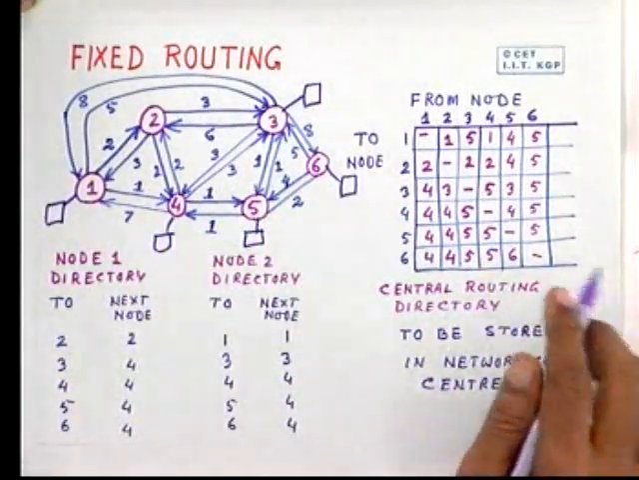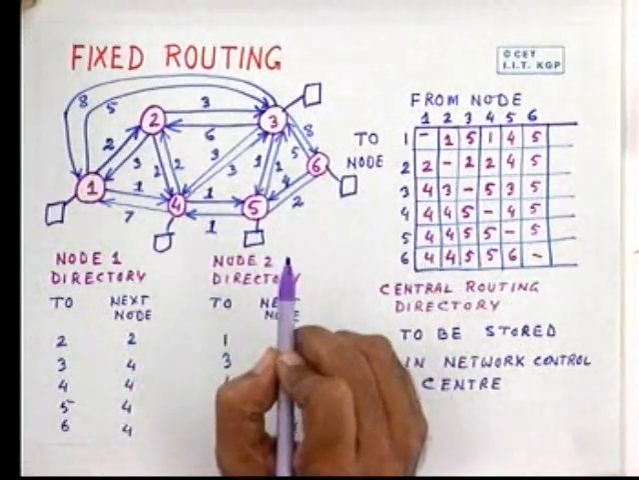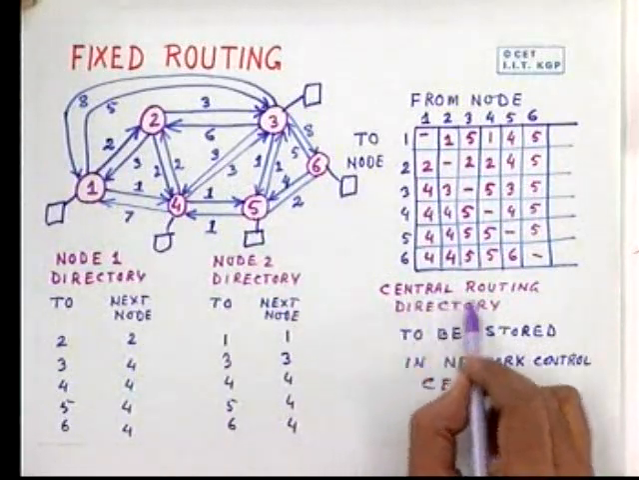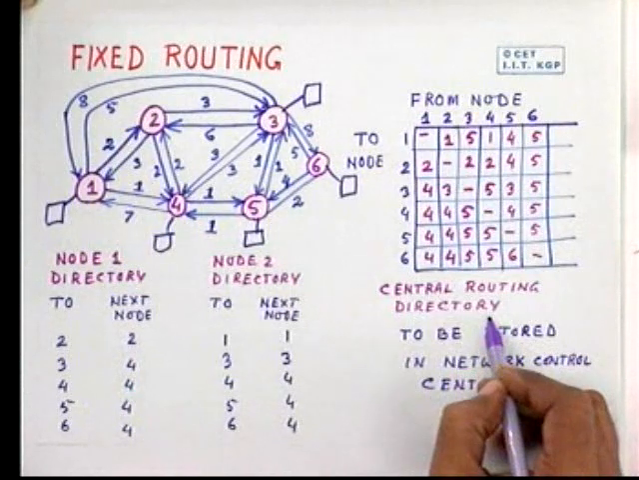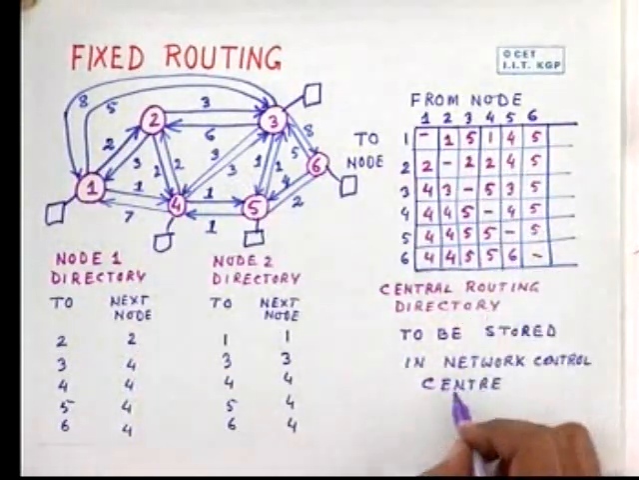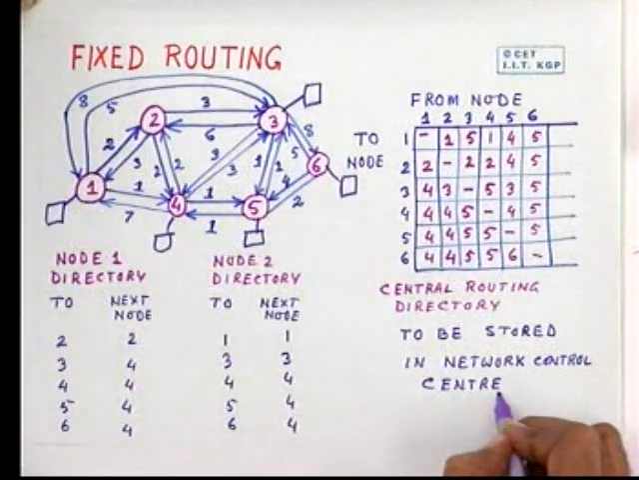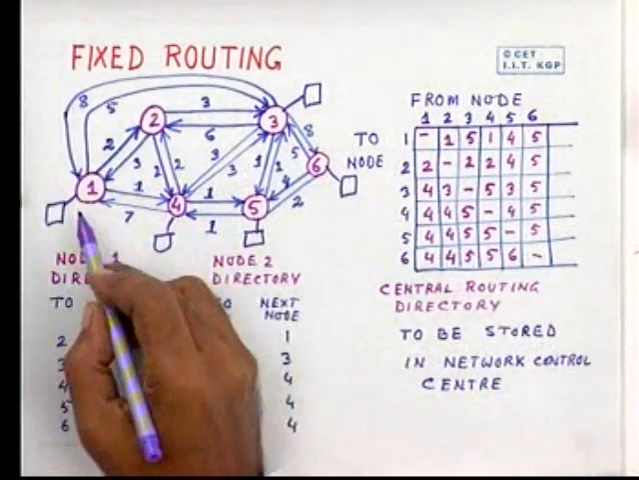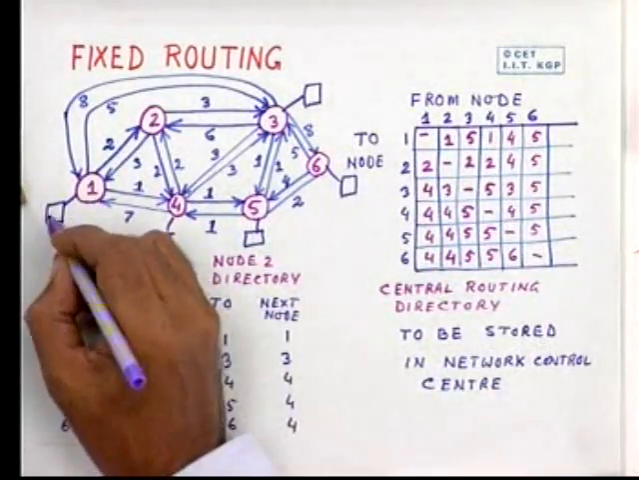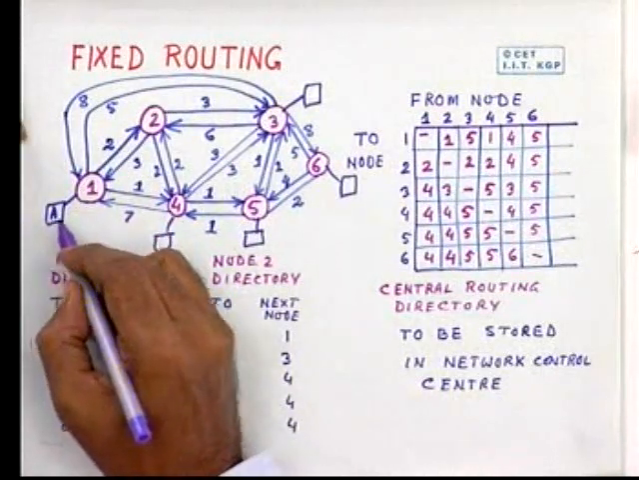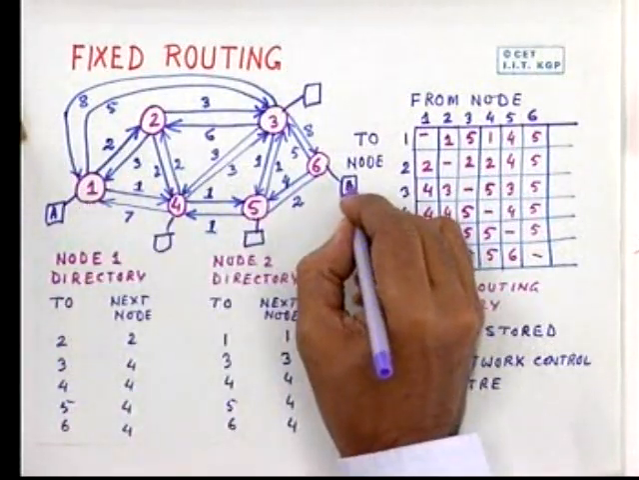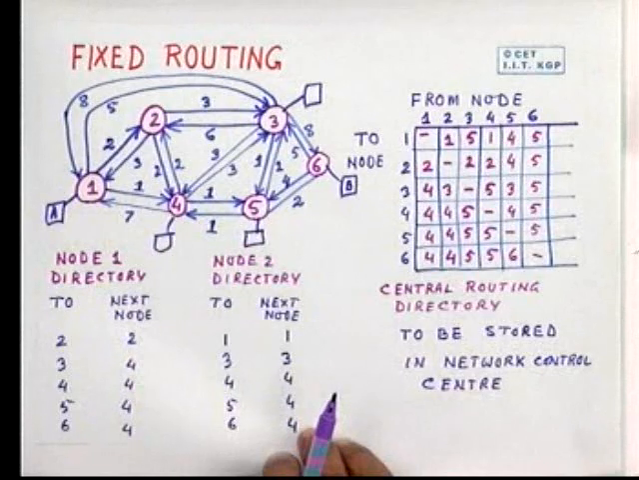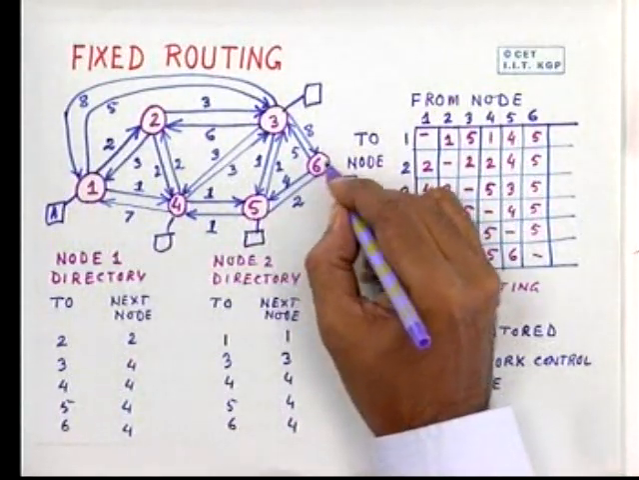Now, what can be done? A table is created which is called the central routing directory, that can be kept in some network control center, and using that the routing can be done. For example, station A wants to send a packet to destination node B, which is attached to node 6.